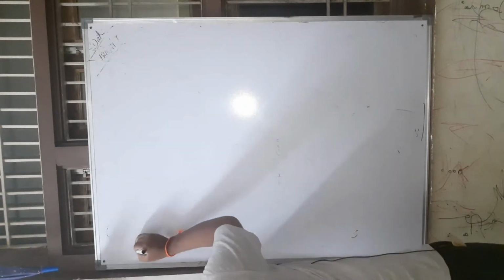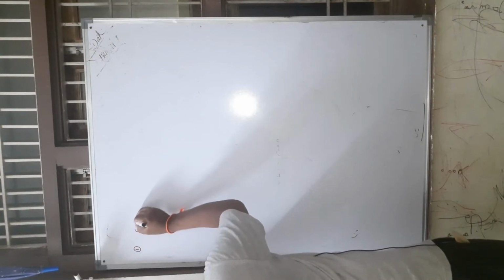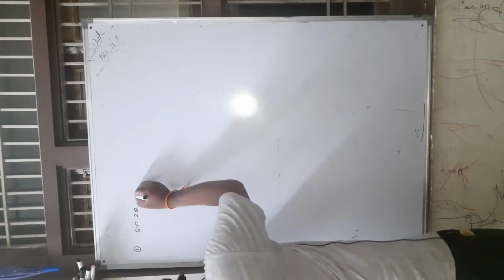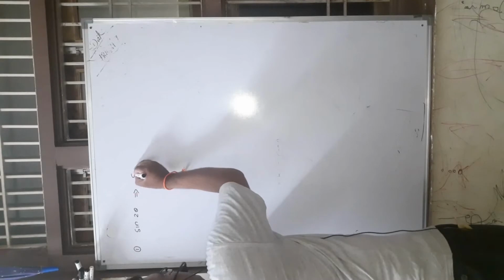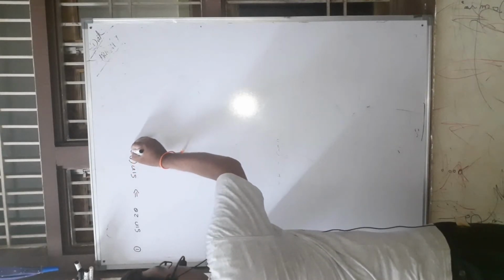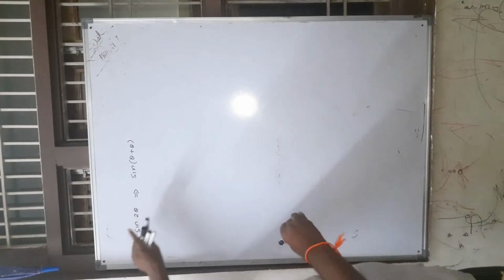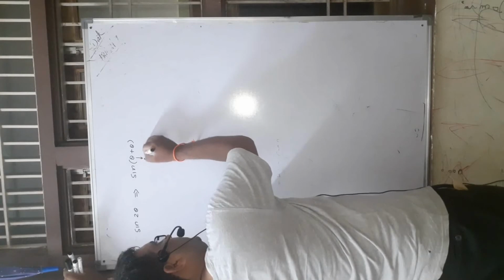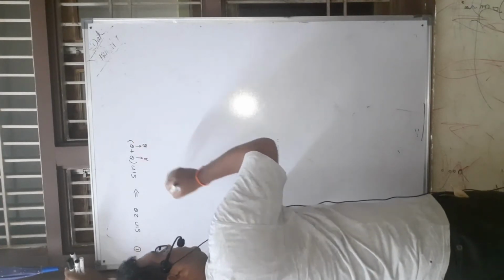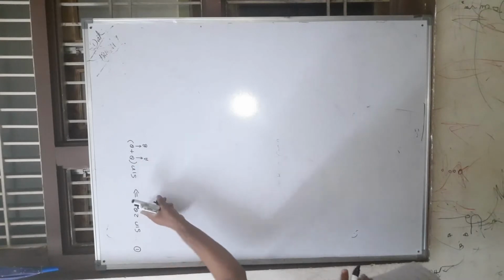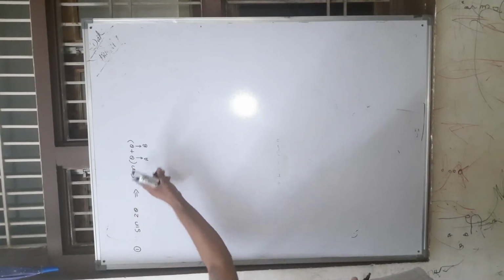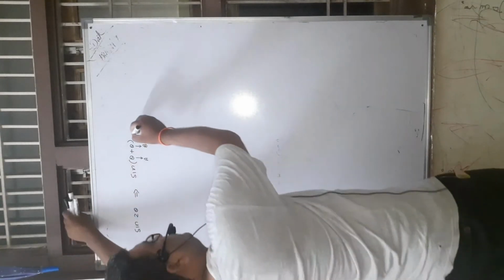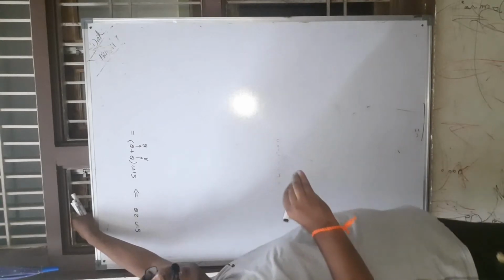First, we take sin 2 theta. What is the formula of sin 2 theta? Sin 2 theta can be written as sin(theta plus theta). Here the first theta corresponds to A and the second theta corresponds to B. So it can be remembered as sin(A plus B).